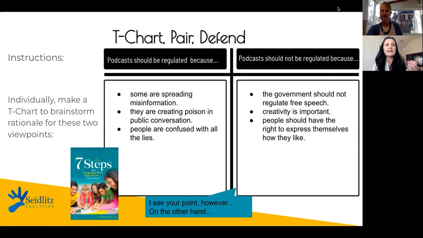So Monica might start first by saying, Valentina, I think podcasts should be regulated because some are spreading misinformation. And I may say to her, I see your point. However, podcasts should not be regulated because the government should not regulate free speech. See how I'm just reading off the T-chart? Some students will do that and others will elaborate completely. This is in the 7 Steps book, 2nd edition, page 80. I mean, it is fabulous.